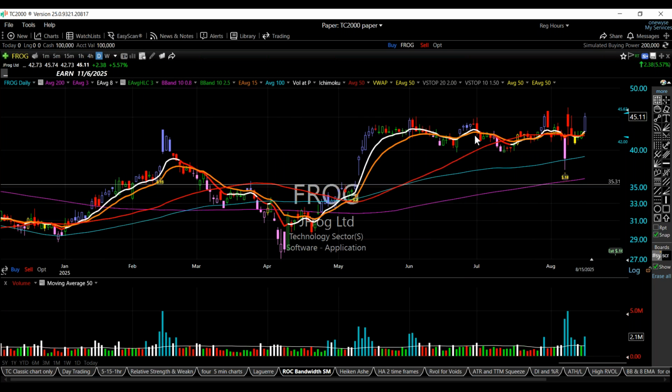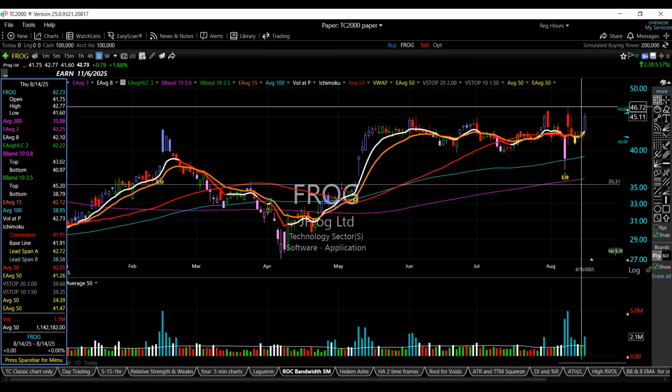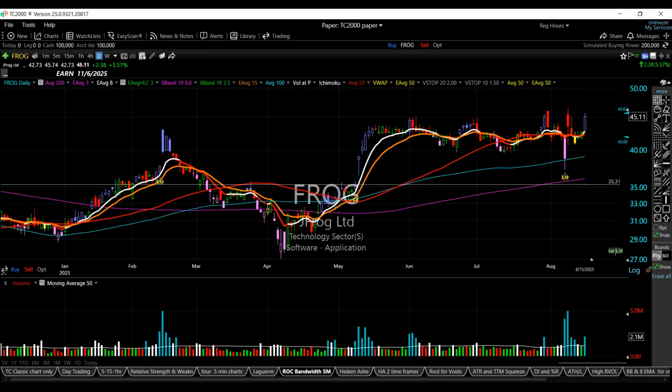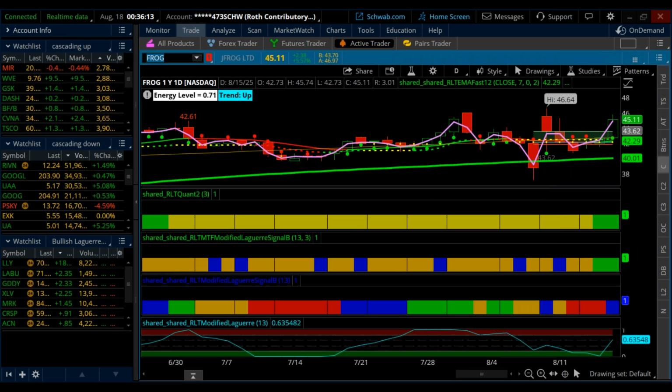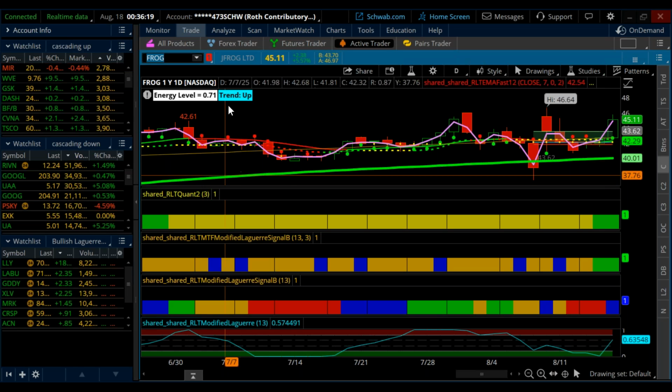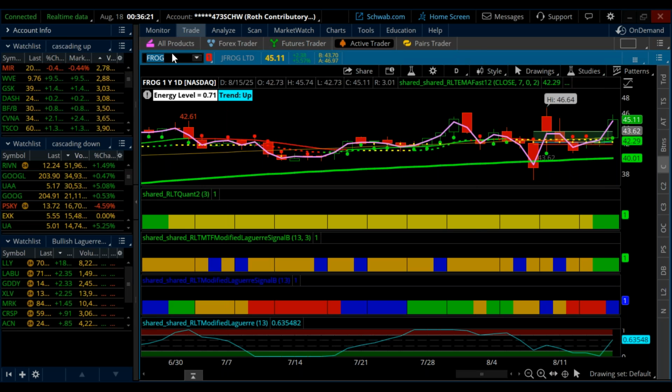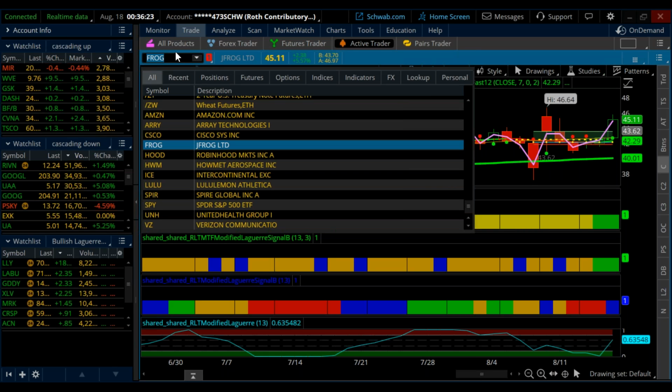It's not as bad as Verizon, but it's pretty choppy. But it is a potential one right here. Okay, with some resistance up around there. But that's another potential long for Frog. All right. Let's see. I think a couple more I want to look at, and then we'll just go over to the shorts.